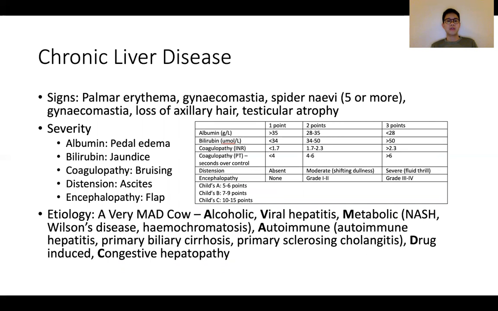In terms of staging the severity, we are all familiar with the Child-Pugh scoring, so it's good to have a quick revision before the exam. And these are the associated clinical features of the respective parameters that are being evaluated.